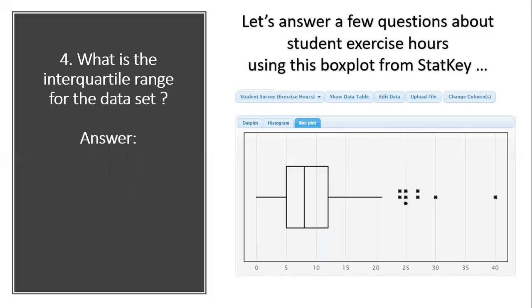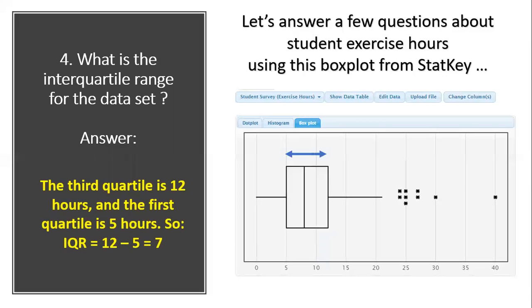What is the interquartile range for this data set? Remember, we said that the box in the box plot is designed to show the span of the middle 50% of the data. The box runs from Q1 to Q3. So if we ask how wide that box is, we'll have our interquartile range. From earlier, we remember that the third quartile was 12, and it's pretty clear that the first quartile is 5. So the difference between those two values, 12 minus 5, or 7 hours, is the interquartile range for that data set.